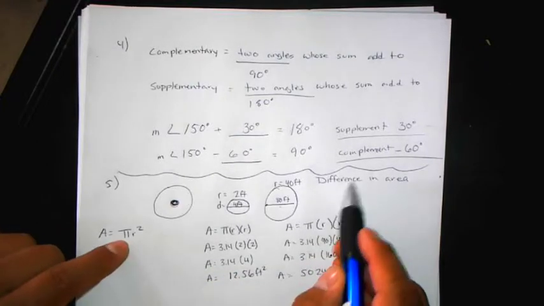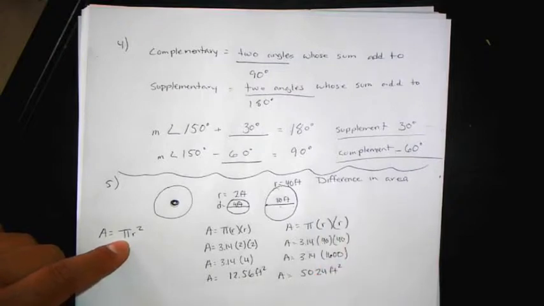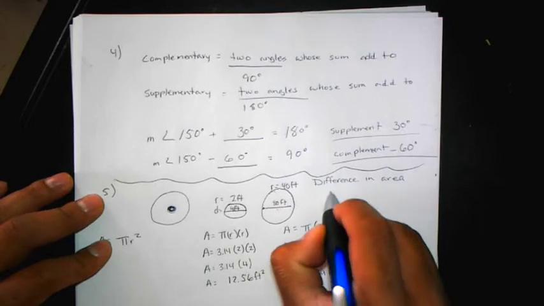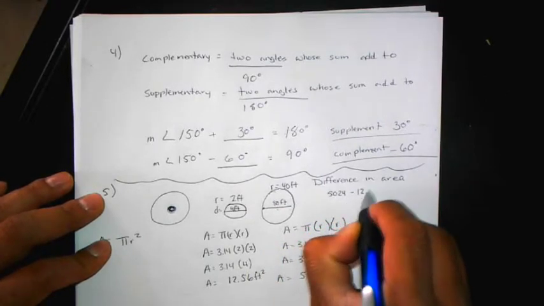Now, it's asking for the difference in area. We know that the word difference should prompt us to what? What operation? It's going to prompt us to subtract. So it would be 5024 minus 12.56.